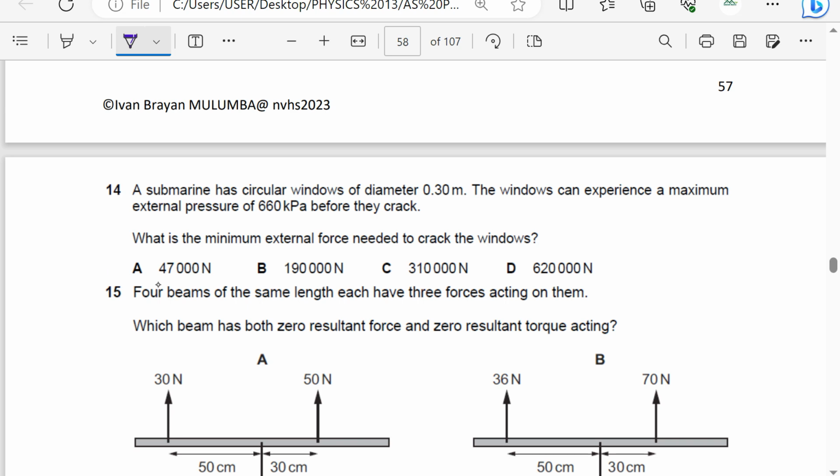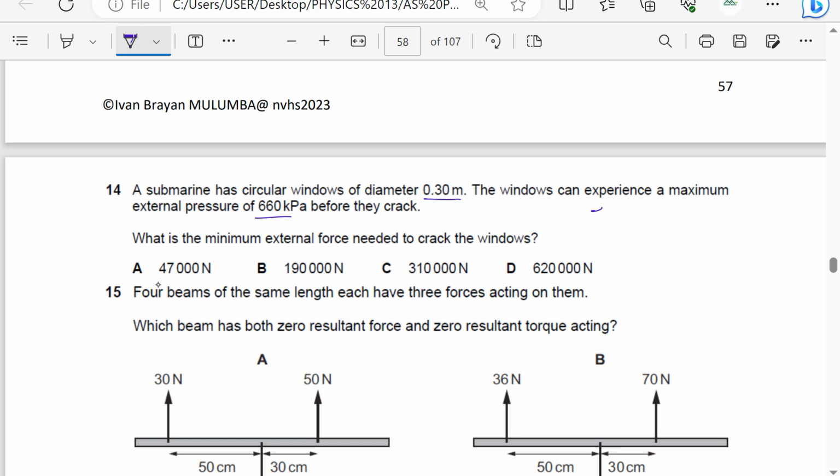A submarine has circular windows of diameter 0.3 meters. The windows can experience a maximum external pressure of 660 kilopascals before they crack. What is the minimum external force needed to crack the windows?